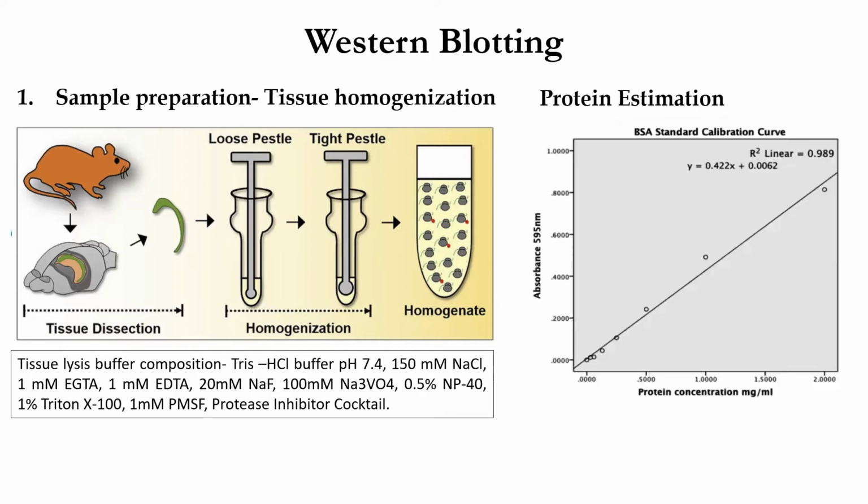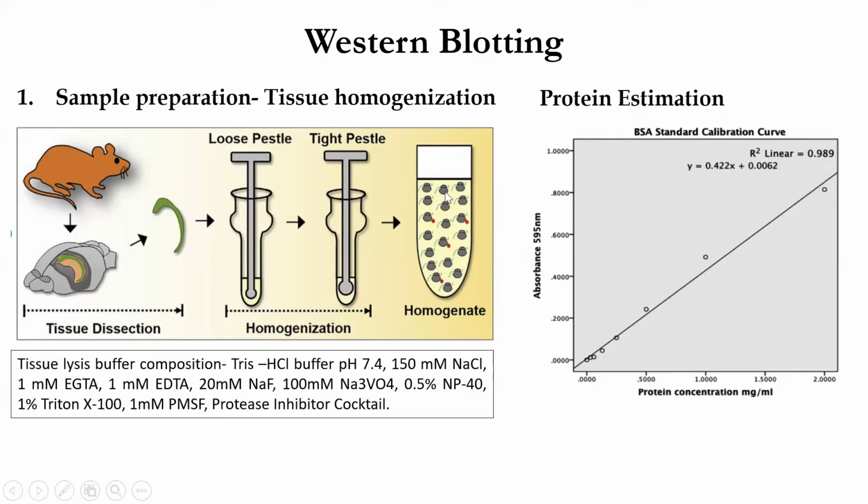Okay. So this is a graph, BSA standard calibration curve, where you have added serially increased amounts of BSA protein. So you will get a straight linear graph. Okay. And every straight line has an equation of y equals mx plus c. Correct. So you get an equation of this. Now for your test sample, you know only the absorbance. From this graph, you extrapolate this absorbance to a concentration, where y is the absorbance and x is your concentration. From this equation also, you can find it out. So now you know how much protein is present in your tissue homogenate.